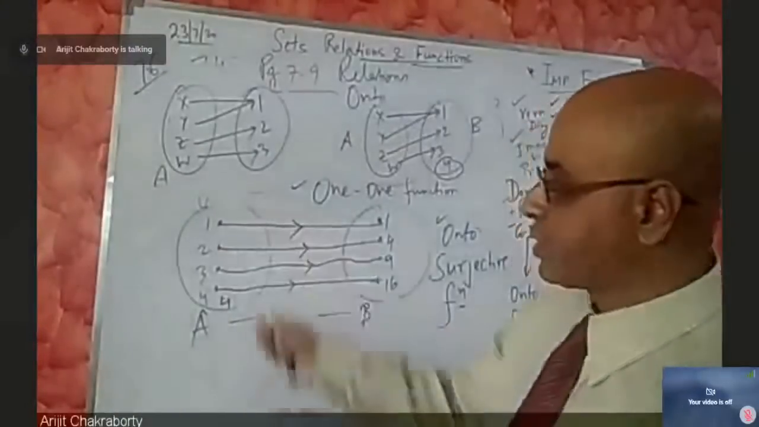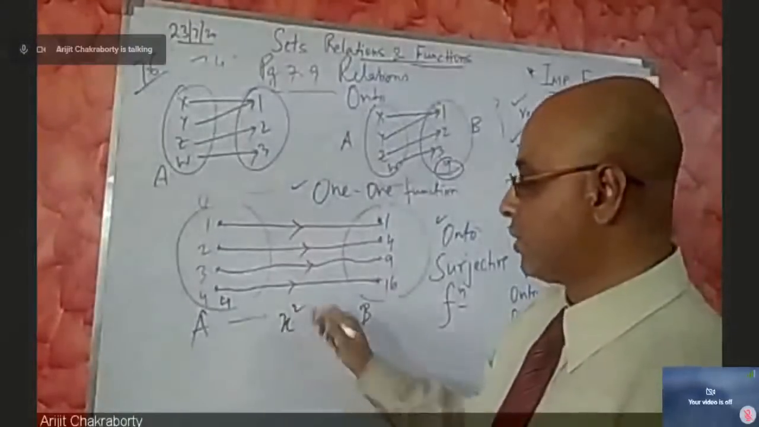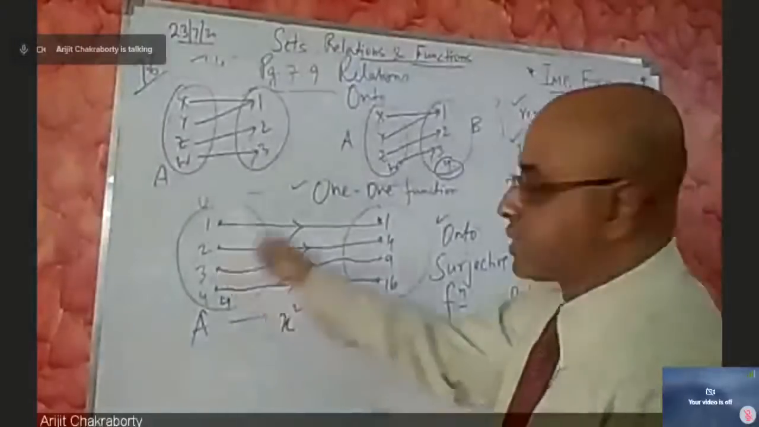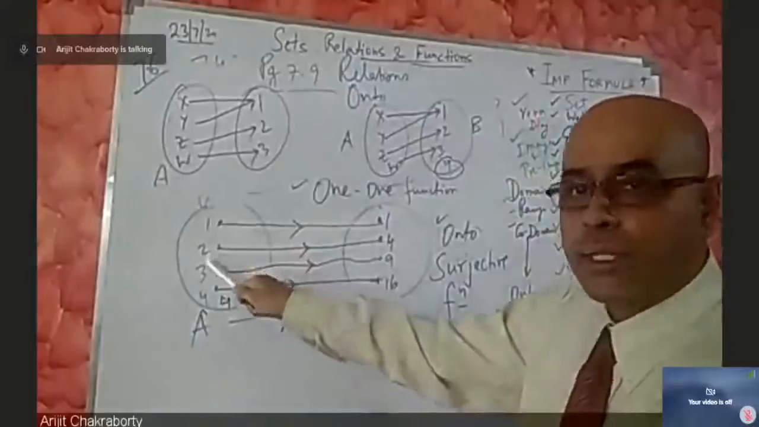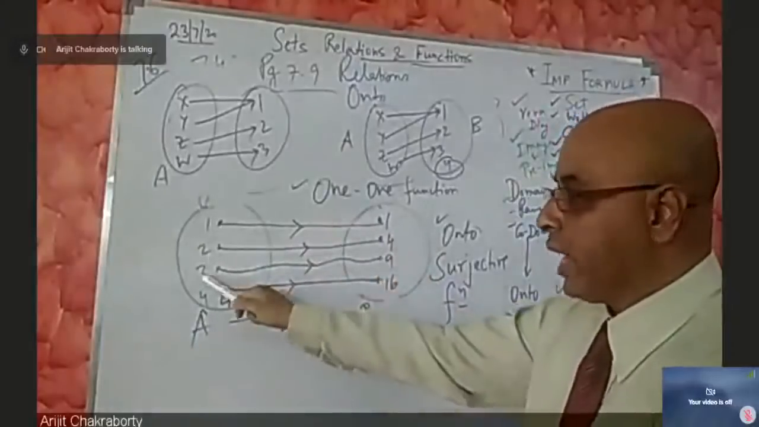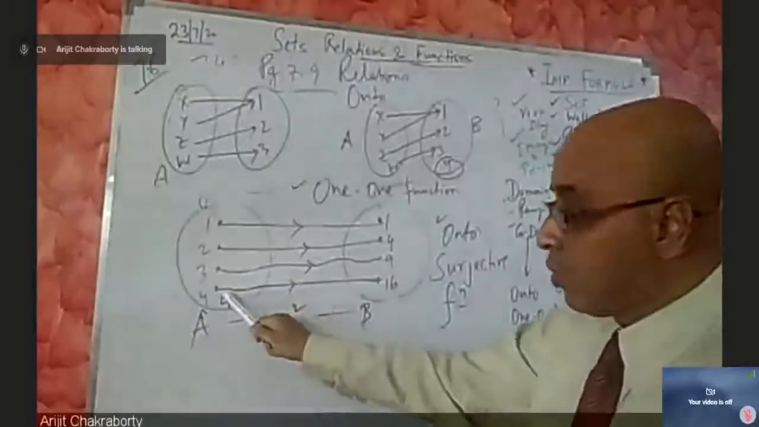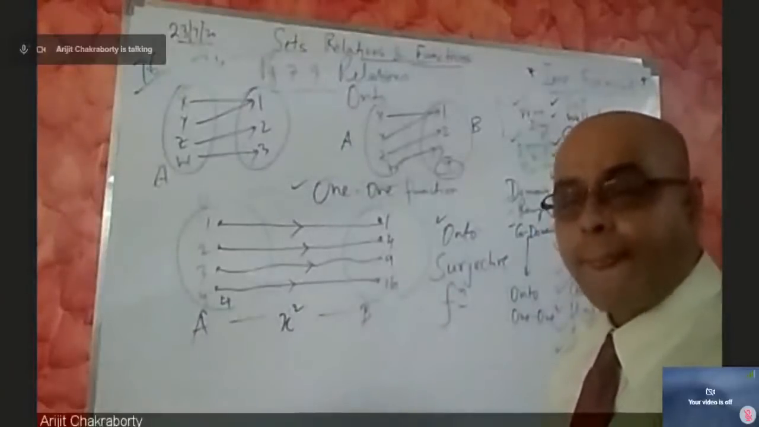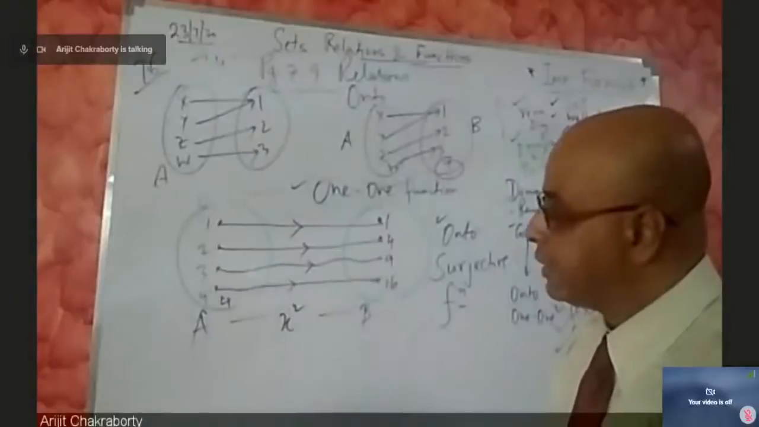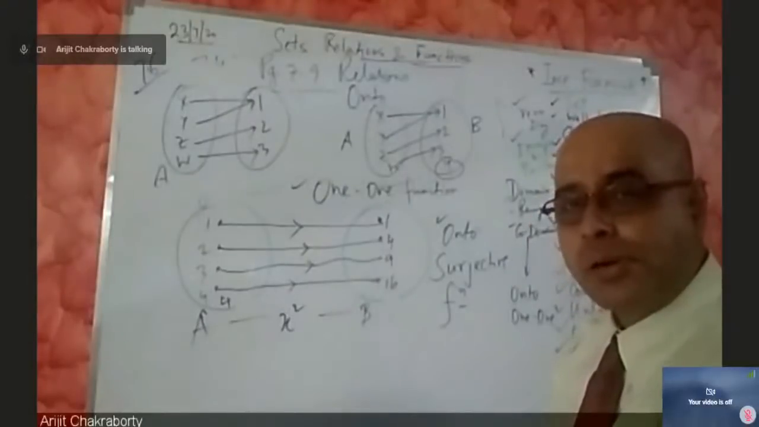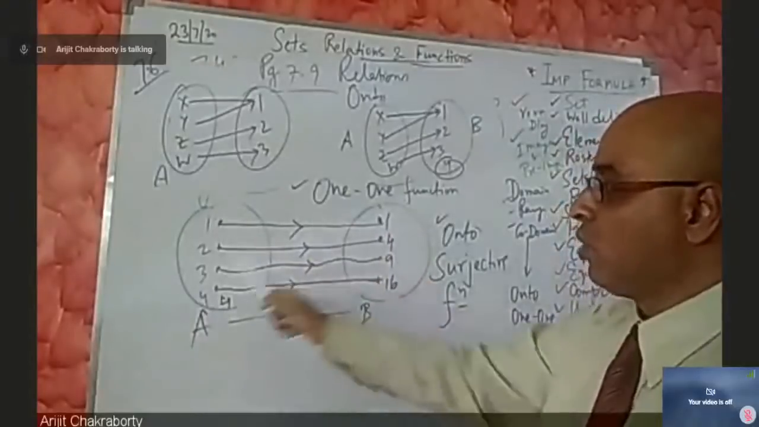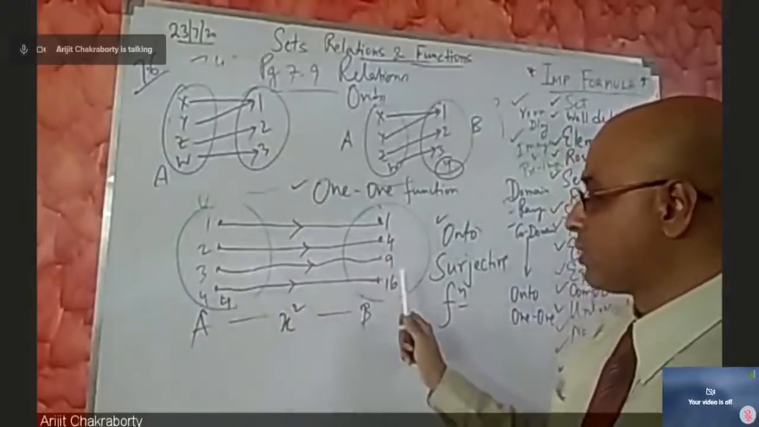The original picture which we had, the relation between A and B is x squared. So 1 has its image 1, 2 has its image 4, 3 has its image 9, and 4 has its image 16. Okay? Done? See if it is clear. 1 has its image 1, 2 has its image 4, 3 has its image 9, 4 has its image 16.